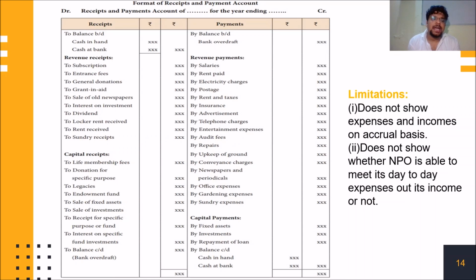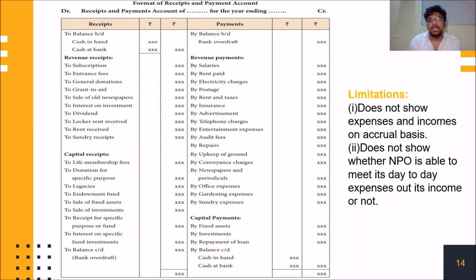Then you can see the heading is there, revenue receipt. This heading is there just to make you understand, but when you are going to prepare the question, you need not give this heading revenue receipt. Directly you can write down subscription. Okay, subscription means income for an NPO. Okay, entrance fees, general donations, grant-in-aid, sale of old newspaper, interest on investment, dividend, locker rent receipt, sundry receipts. Here you can see these all are income and these are revenue receipts.